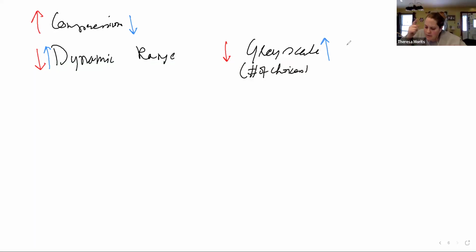Mike, just to clarify, so the higher the compression, the lower the dynamic range, the lower the grayscale, and then the lower the compression, the higher the dynamic range, the higher the grayscale. Exactly. So the reds go together, the blues go together. Got it. Thank you.